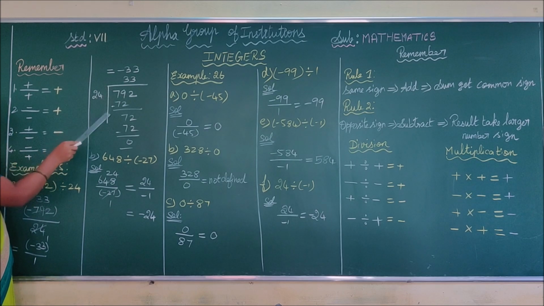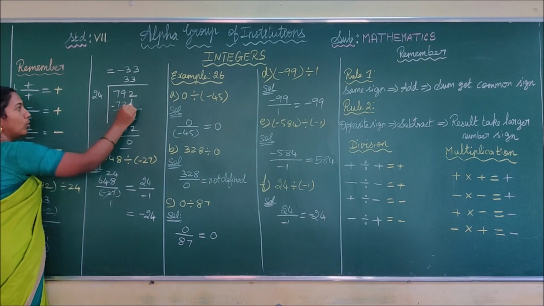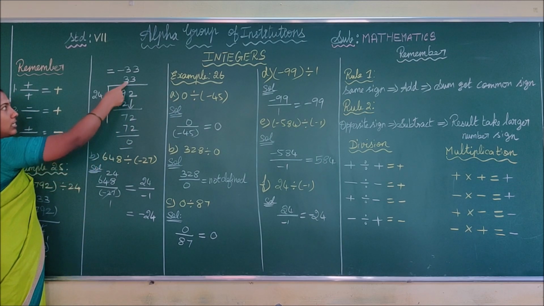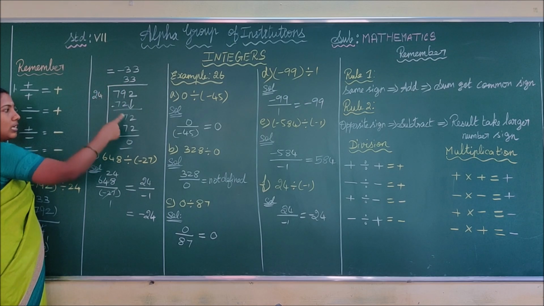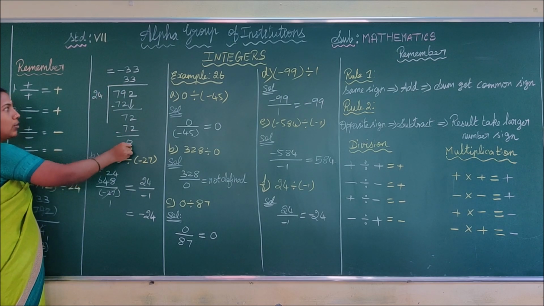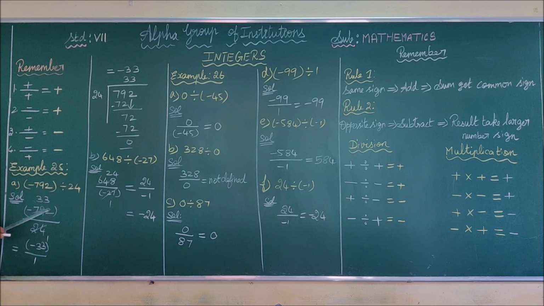That is, you have to show this division. See here, I am dividing the 792 by 24. That is, 24 into 3 is 72. So the remainder is 7. So bring down 2. 72, again 72. That is, again 3 24s are 72. You get the remainder 0. Thus, if you divide the 792 by 24, you get the quotient 33. Thus, we are writing here 33. And 24 is 1 times. Thus, we get minus 33 by 1.